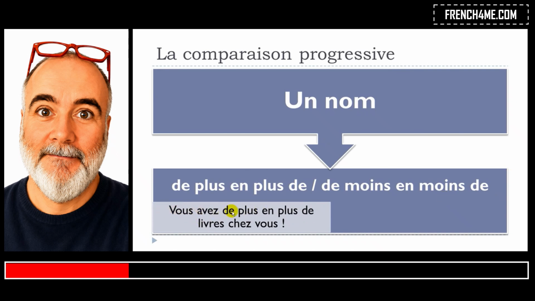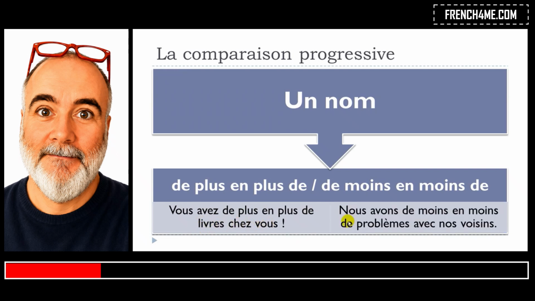Vous avez de plus en plus de livres. Okay, so you can see that you put this de here, and then you will put your noun, livre, chez vous. Okay. Nous avons de moins en moins de problèmes avec nos voisins. Alright, so it's actually the same way, you just put this de plus en plus, but then you need to remember to put de, okay, and then de moins en moins, de. So you can see that it's quite simple in French to make this comparaison progressive.